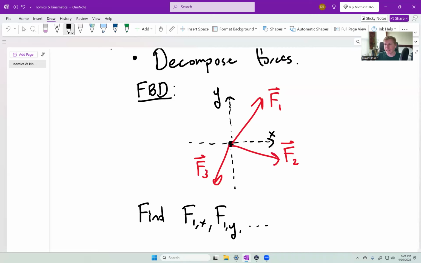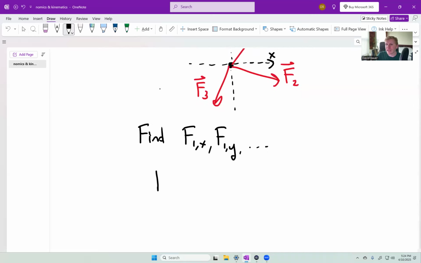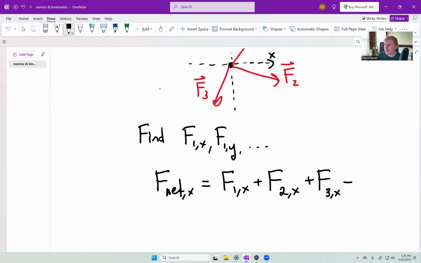F2x, F2y, etc. And then Newton's second law says it's a vector equation, so I have two equations, one for each set of components. I would add up the x component of F1 plus the x component of F2 plus the x component of F3, and that's equal to the mass of our object times the x component of the acceleration. And the same thing for the y component.